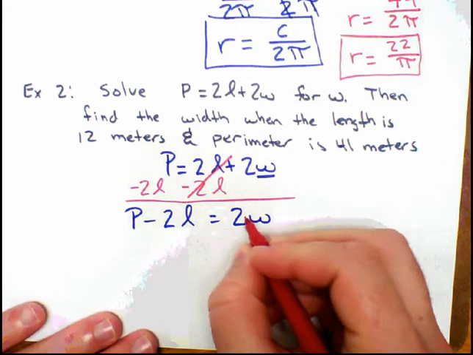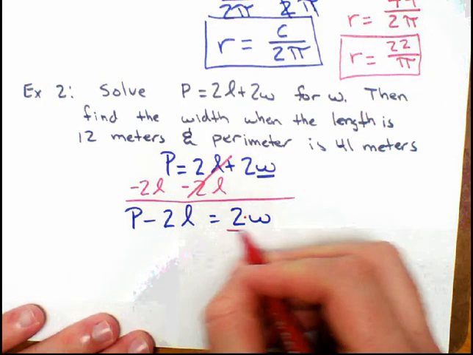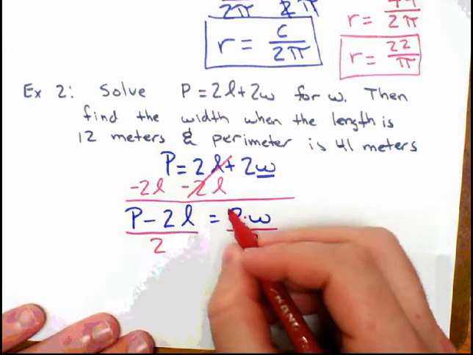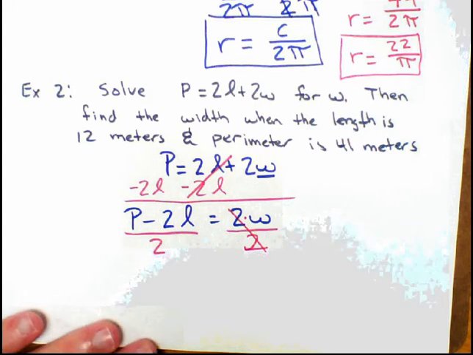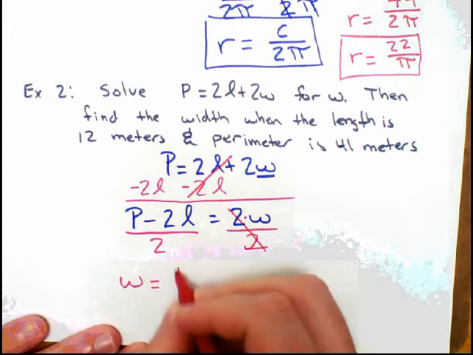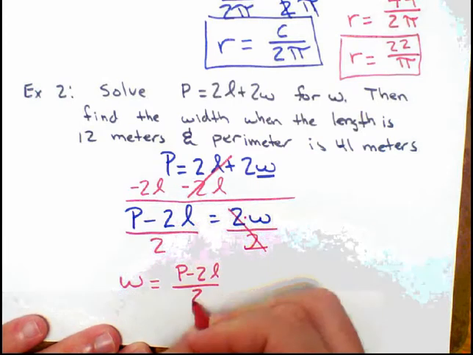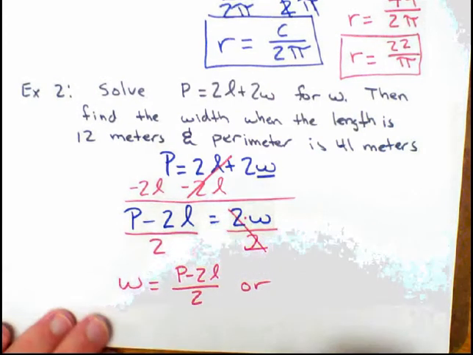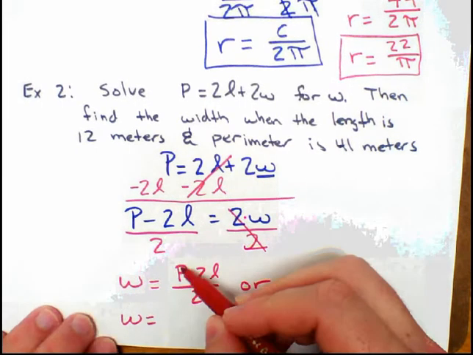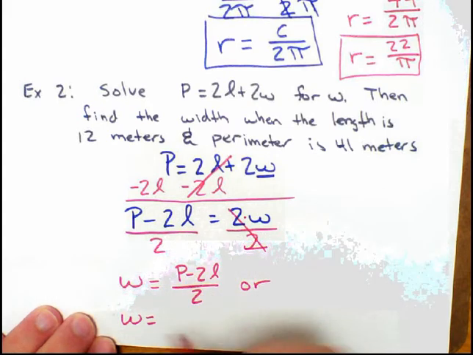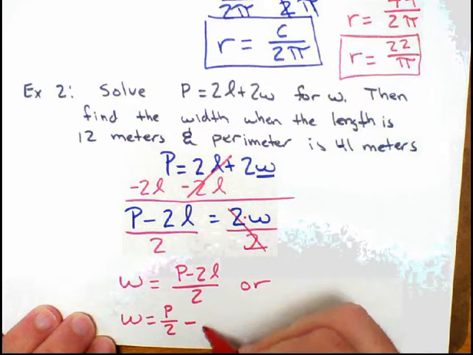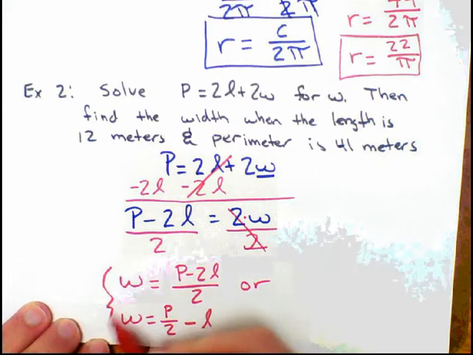Then, just like the last problem, this is 2 times W, so to undo multiplication, we divide. So we're going to divide both sides by 2. When I do, it cancels. And you could either leave your answer like this, W equals P minus 2L over 2, or you could actually simplify this into 2 fractions. Either way is perfectly fine, but when you do this, P is divided by 2, so you put P over 2, minus, and then 2 over 2 is 1L. So either one of these 2 forms is okay.